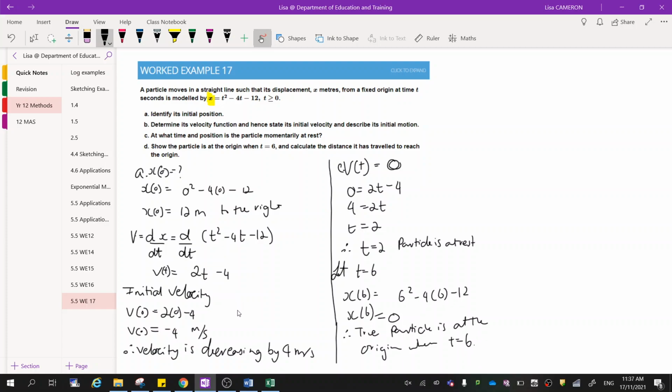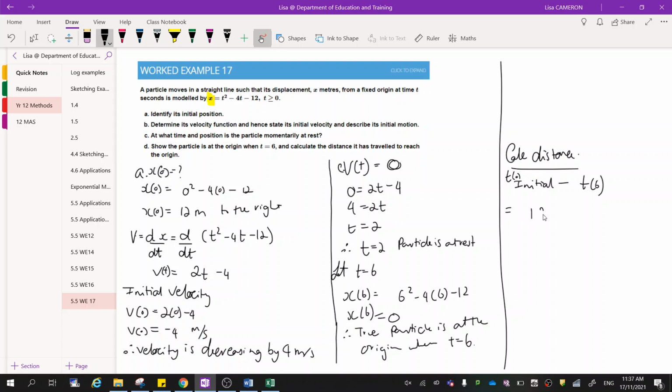Okay, so now we want to calculate the distance it has travelled to reach the origin. So to calculate the distance, we're going to do its initial or its end, either or. Find the difference between its initial position and when time is 6. So when t equals 0 and t equals 6, we're going to subtract those distances. So then that's going to be 12 minus 0, so it's travelled 12 metres. So therefore, the particle has travelled 12 metres. Okay, and that's it.